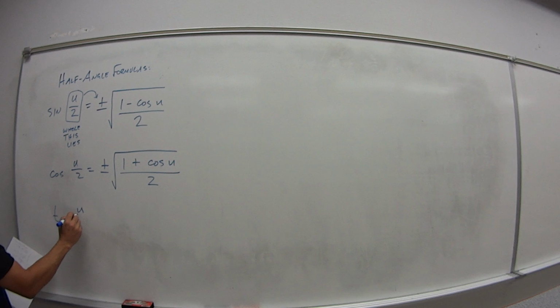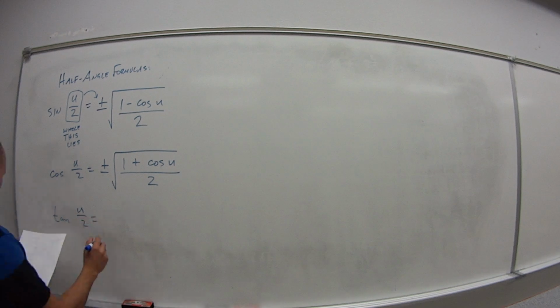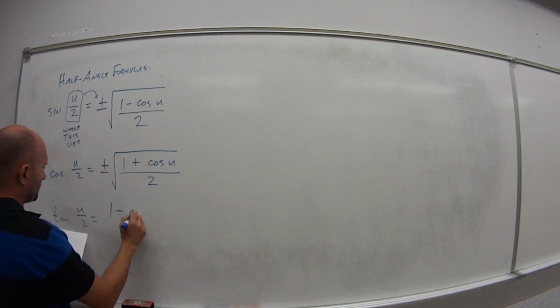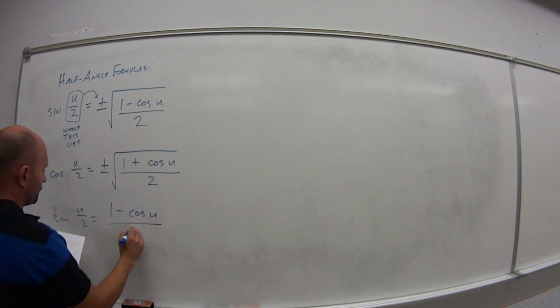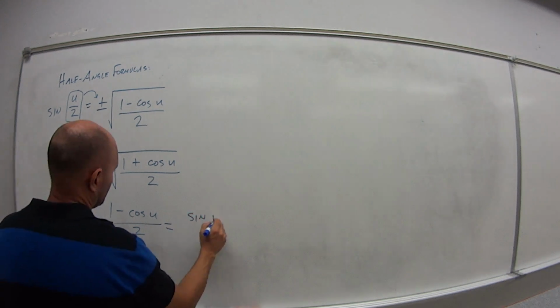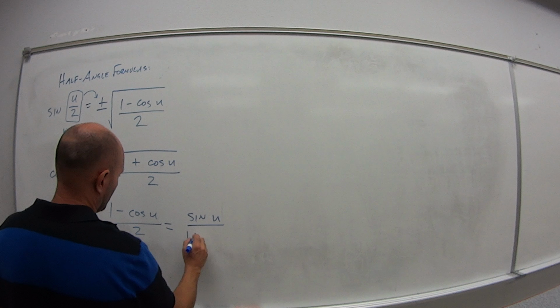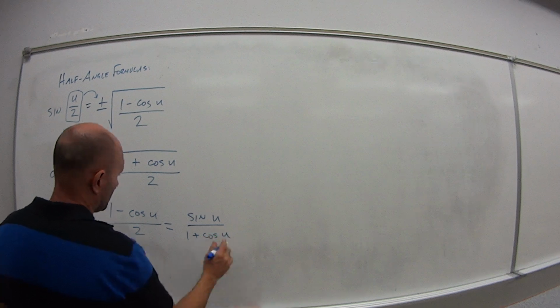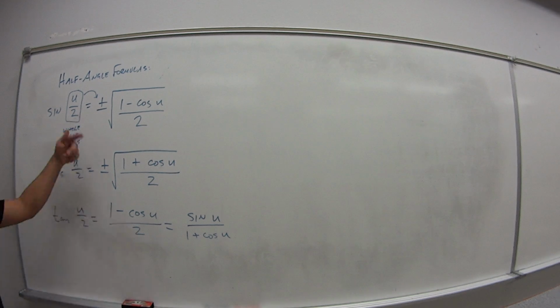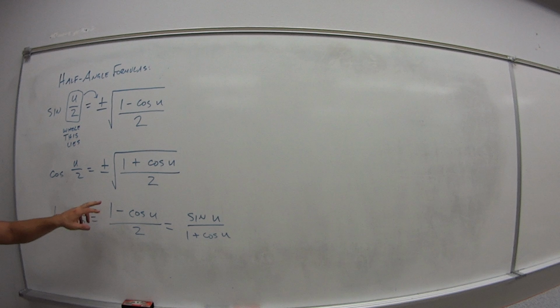And then lastly, tangent of u over 2 is equal to 1 minus cosine of u over sine of u, which is the same thing as sine of u over 1 plus cosine of u. So depending what information you're given, you can use either of these equations. Obviously no square root at this point. It's just going to be one of these two equations that you would use.